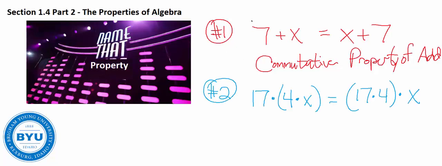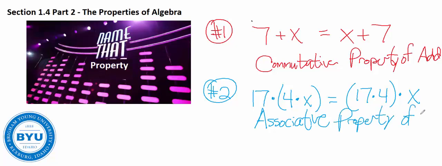Here it is. Question number 2, 17 times parenthesis 4 times x, close parenthesis, equals parenthesis 17 times 4, close parenthesis times x. Pause the video. Let's see if you get it. Time's up. This one here has got parenthesis in it, and so therefore its property name is the associative property. The associative property. And it's multiplication, so we would say of multiplication. Associative property of multiplication. Remember, it's got parentheses in it, so it's associative.